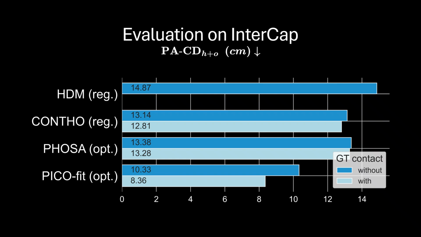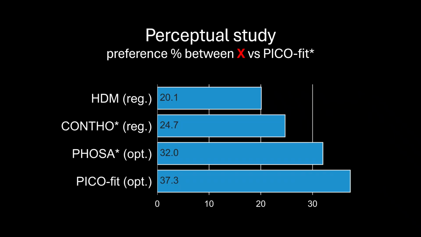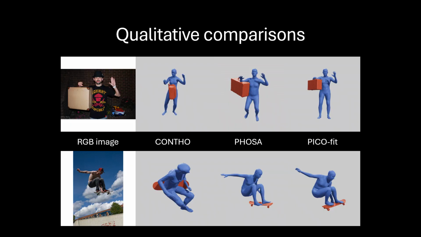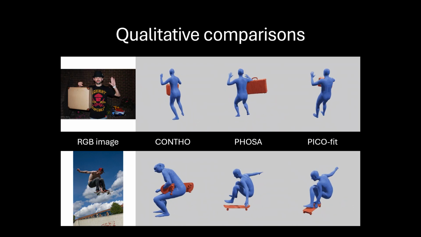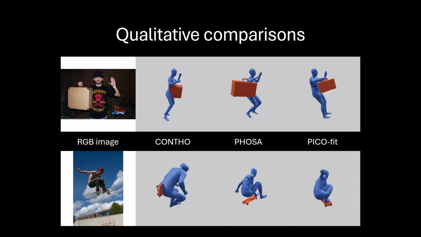We quantitatively evaluate PICO-Fit on the unseen InterCap dataset, and we find that our method significantly outperforms all baselines, both with and without ground truth contact data. We also evaluate PICO-Fit against state-of-the-art methods on in-the-wild images through a perceptual study conducted on Amazon Mechanical Turk. On average, participants deem reconstructions produced by PICO-Fit to be more realistic over baselines 75% of the time. Qualitatively, PICO-Fit results in more realistic reconstructions compared to state-of-the-art methods.